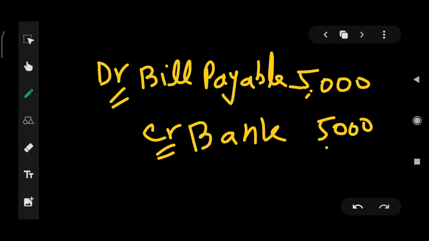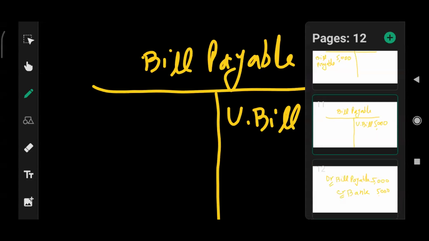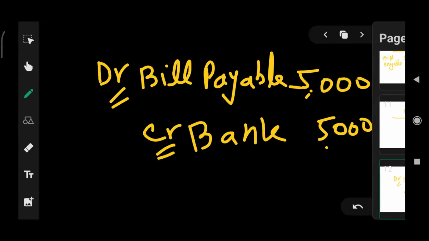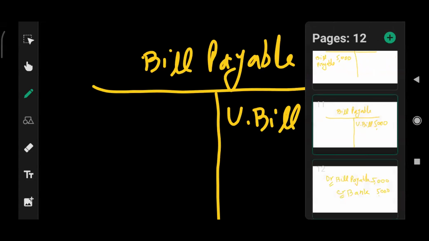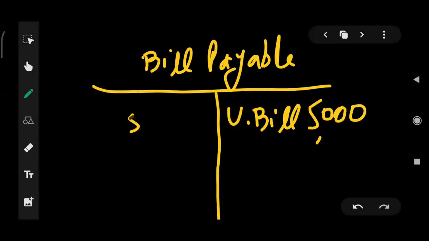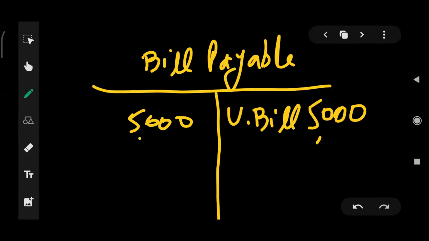First of all, I will open the bill payable account. I don't need to open another bill payable account. You see, I have already opened the bill payable account, which is this. But in this transaction, bill payable is being debited with 5,000. So I will simply write 5,000 on the debit side of bill payable. And what is on the credit side? It's bank. And I will write bank with it.